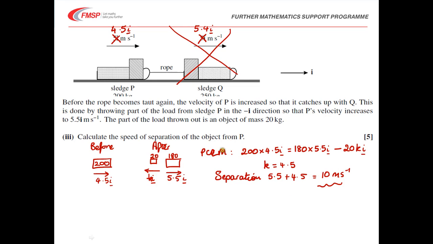Okay, marks for that one. Method mark for using the principle of conservation of linear momentum, a B mark for the correct masses, and an A mark for finding K is 4.5, and then separation speed, A1 for putting the 4.5 into here, and F1 for ending up with the result of 10.